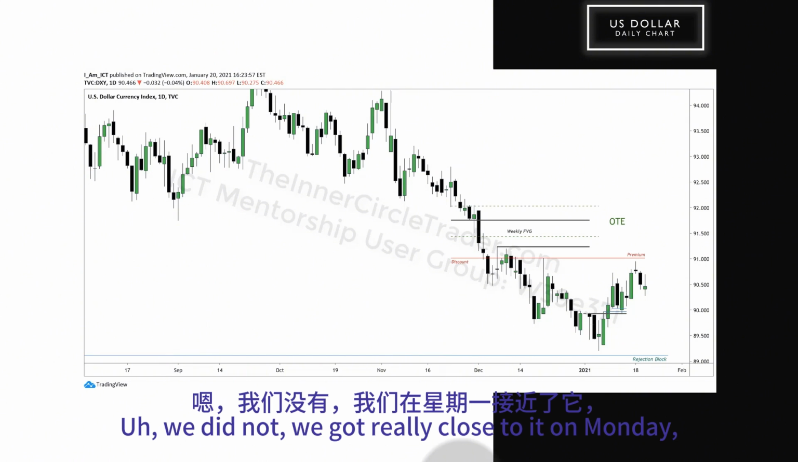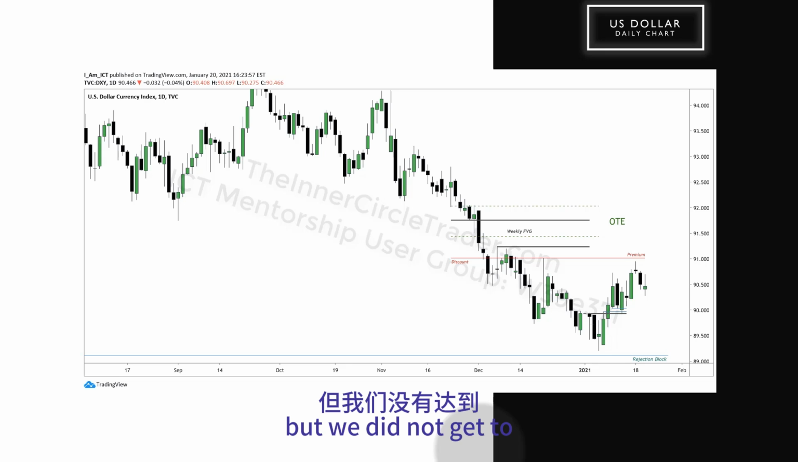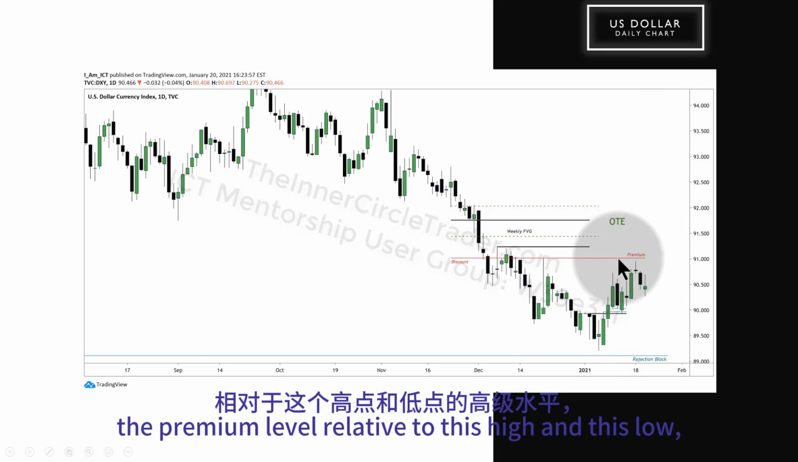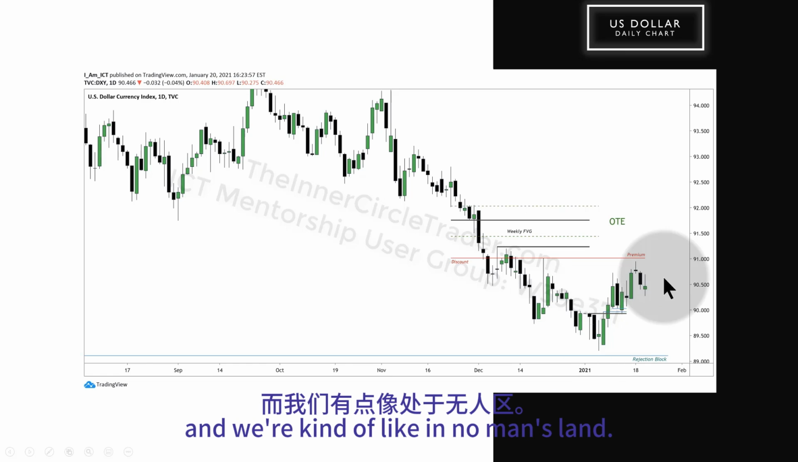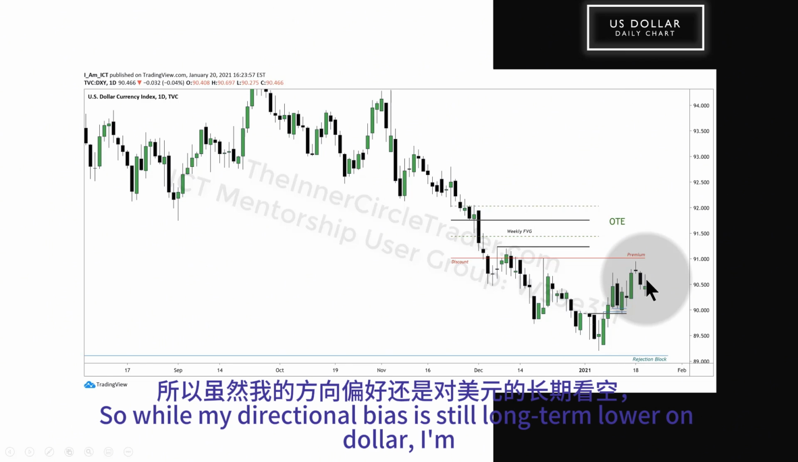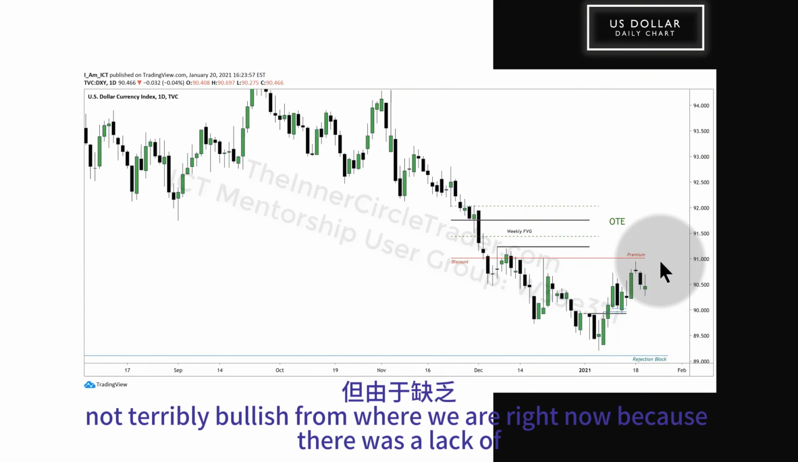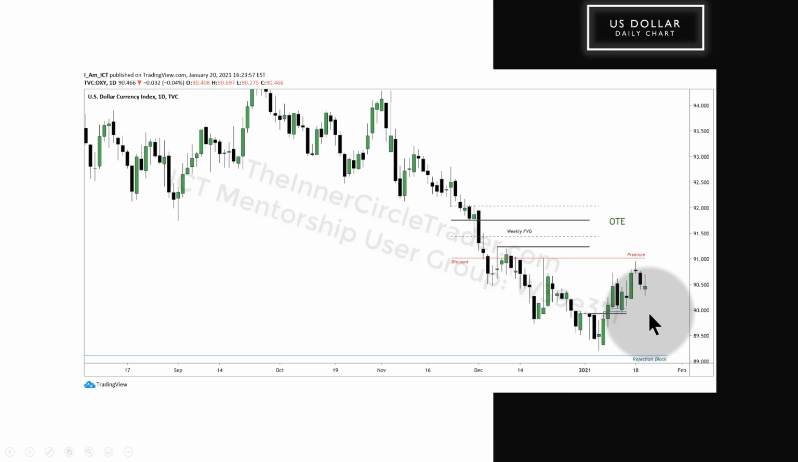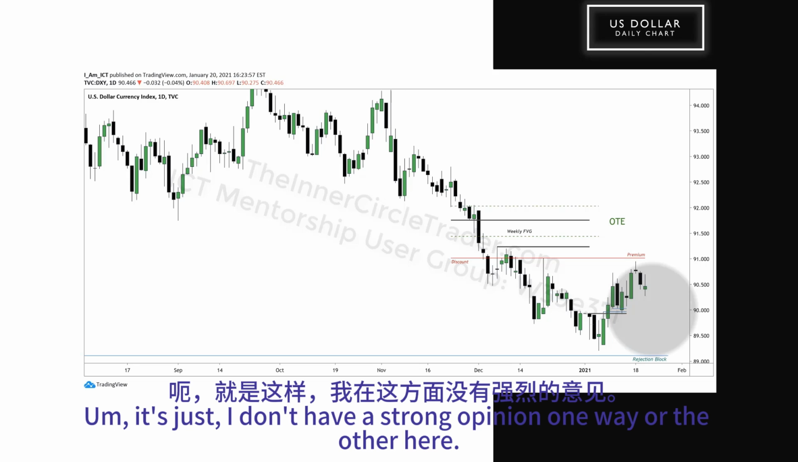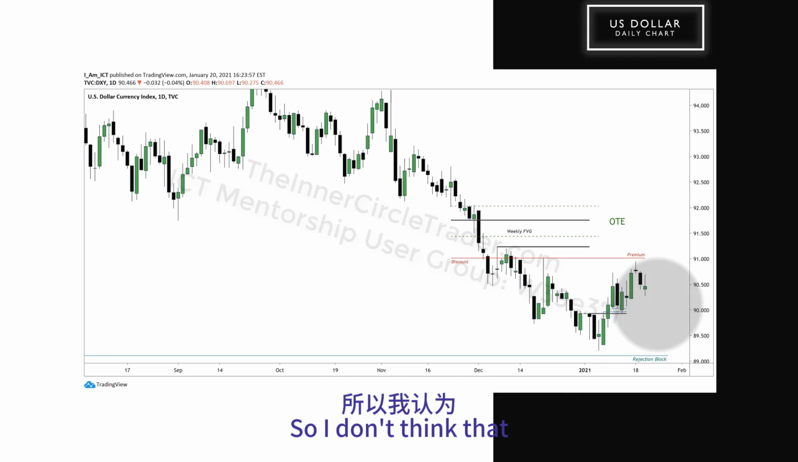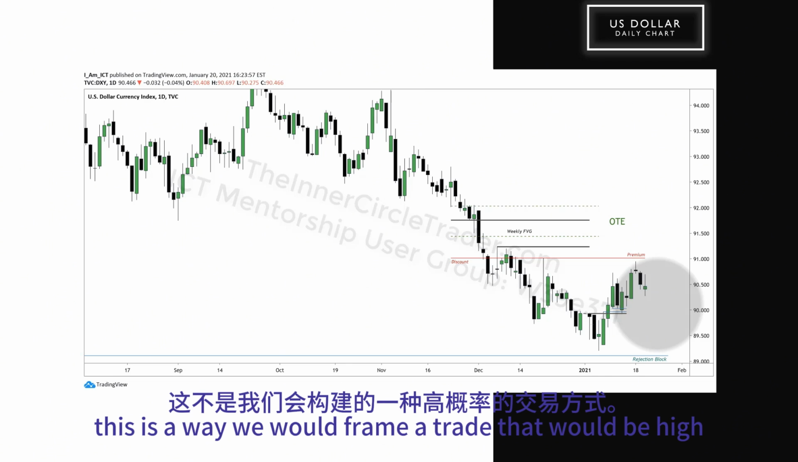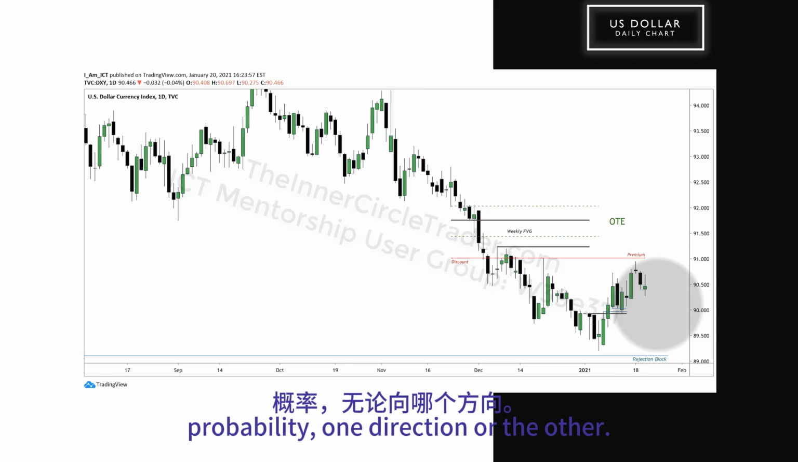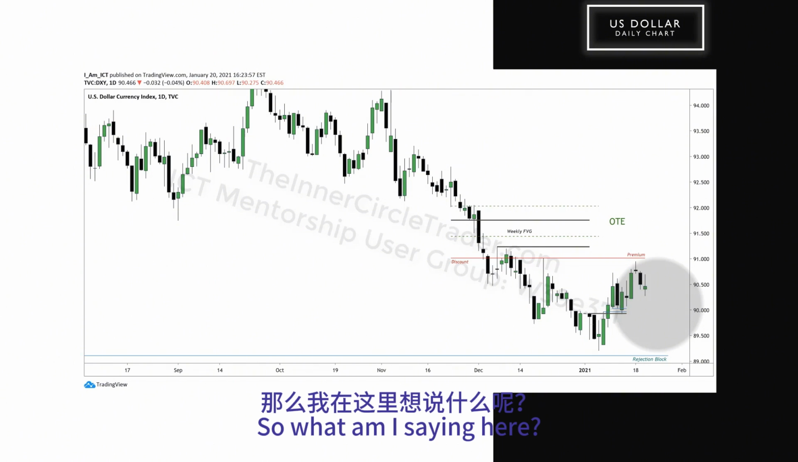All right, so here we are. We got really close to it on Monday, but we did not get to the premium level relative to this high and this low. And we're kind of in no man's land. So while my directional bias is still long-term lower on dollar, I'm not terribly bullish from where we are right now because there was a lack of volatility today as a result of the inauguration. I don't have a strong opinion one way or the other here. So I don't think this is a way we would frame a trade that would be high probability, one direction or the other. So what am I saying here?